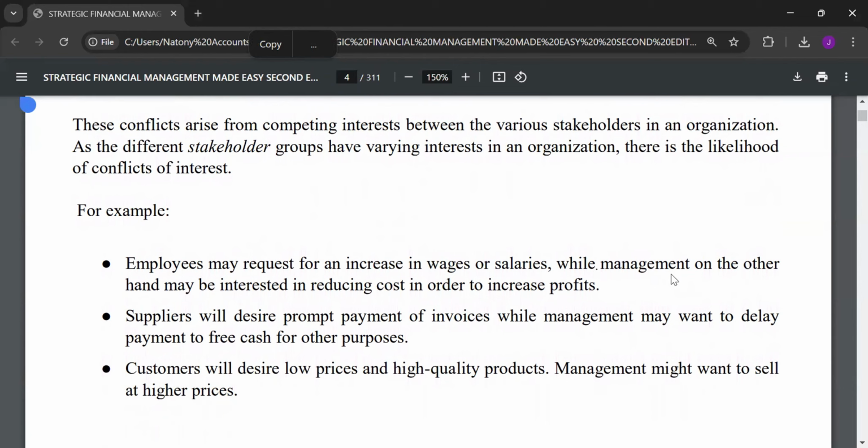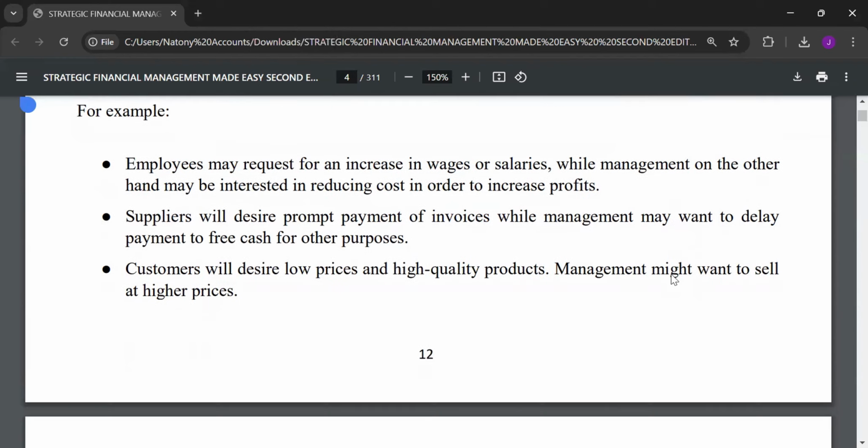Or the suppliers, they want prompt payment of invoices. If it is a 30-day term, they want that at the end of 30 days the company should be able to pay the invoices. But on the other hand, the company may also want to delay payments in order to free cash flow for some other purposes. Customers will desire low price and high quality products. Management may want to sell at higher prices because they want to make higher profits.